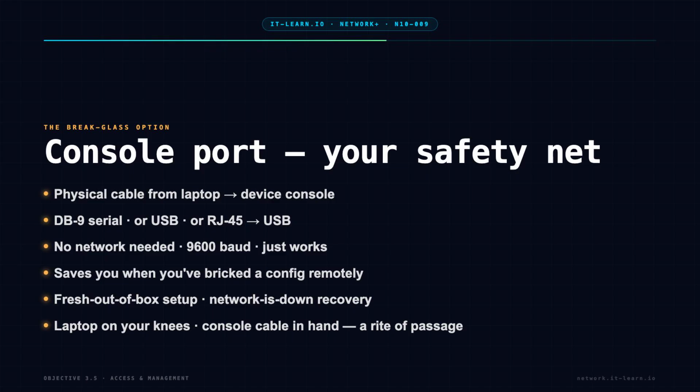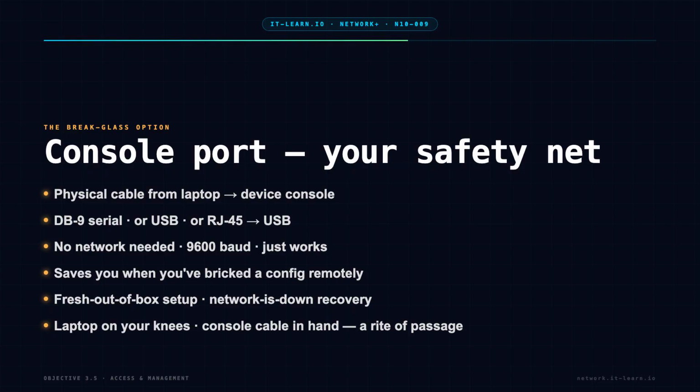This is what saves you when you've bricked a config remotely, or when the device is fresh out of the box and hasn't been configured yet, or when the network is completely down. Console access is your safety net. 9600 baud, no drama, it just works. Every working network admin has stood in a data center with a laptop balanced on their knees and a console cable in their hand. It's a rite of passage.